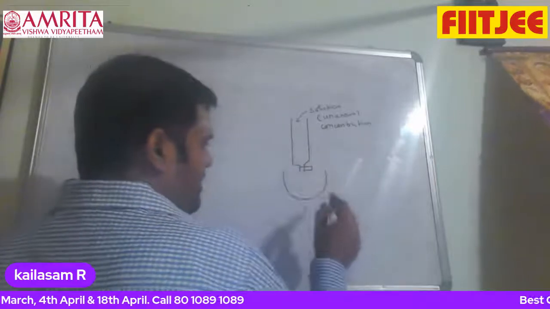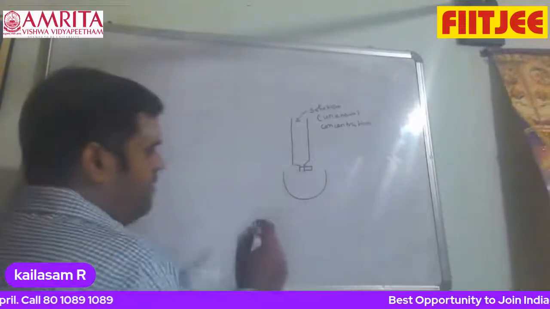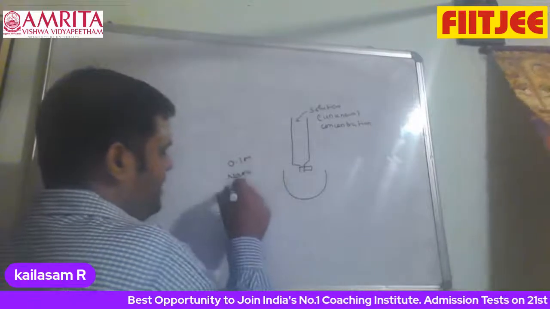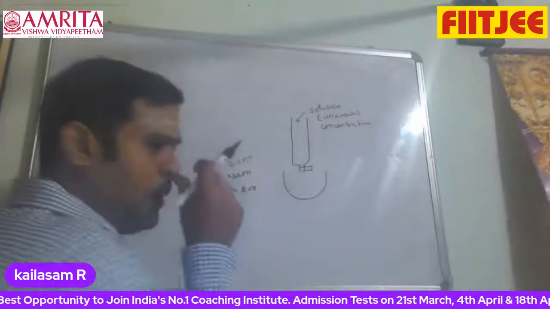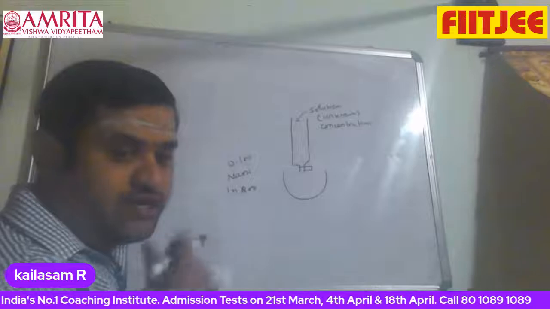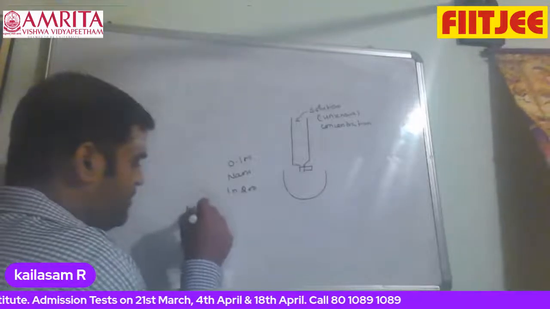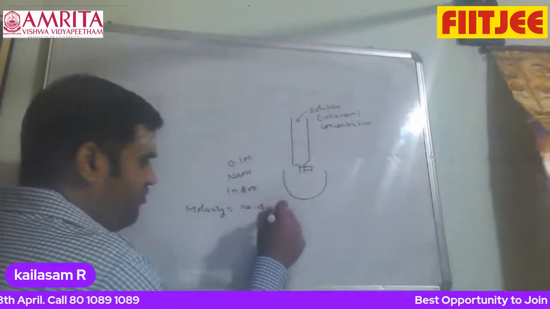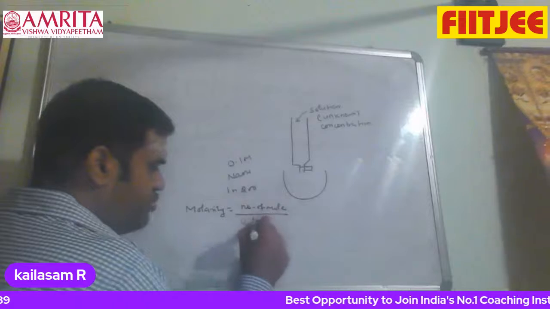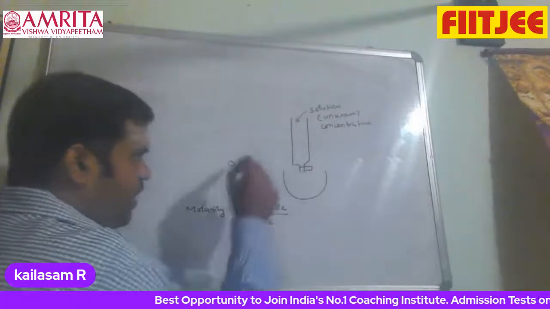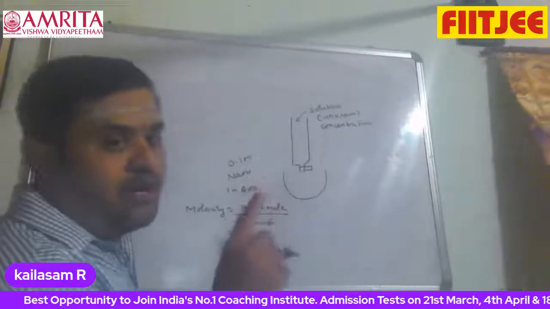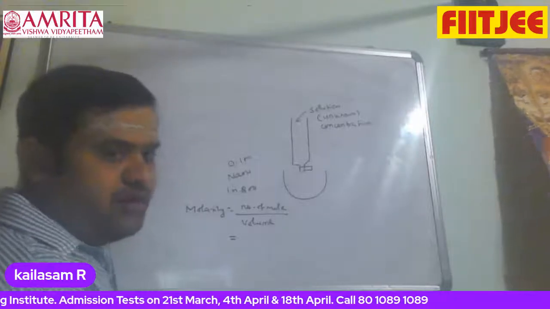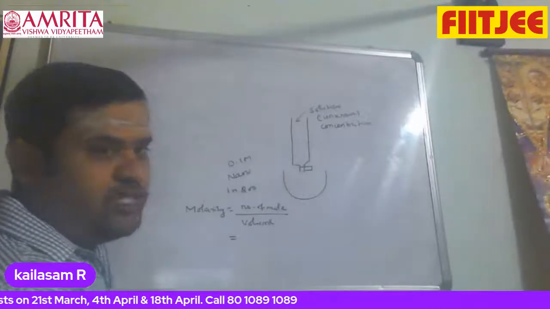Now in this beaker, I am going to ask you to prepare 0.1 molar of sodium hydroxide in 200 ml. So 0.1 molar means what? We should know what molarity is. Molarity is equal to the number of moles divided by the volume of solution. That means 0.1 molar means 0.1 mole per liter. So what do I have to do for 0.1 mole?